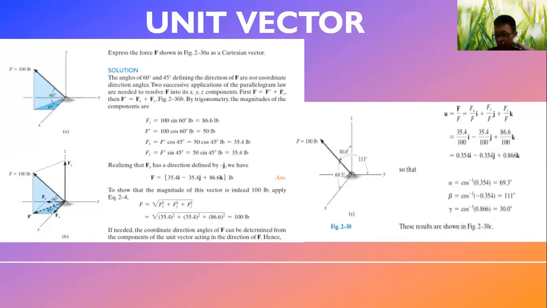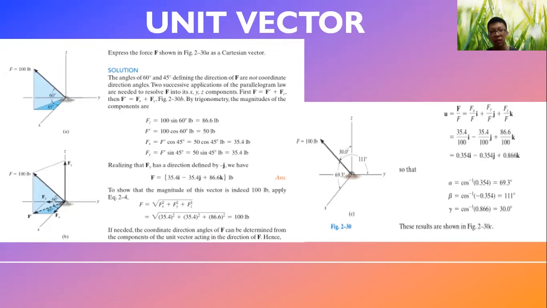So unit vector is like this. The unit vector represents the angle directly from the direction of force towards the x-axis, y-axis, and z-axis. As you can see the difference of the diagram between the left diagram and right diagram. In the left diagram, the angle is not directly from an axis toward the force F, but instead the 60 degree means the angle between the xy plane and the force F.